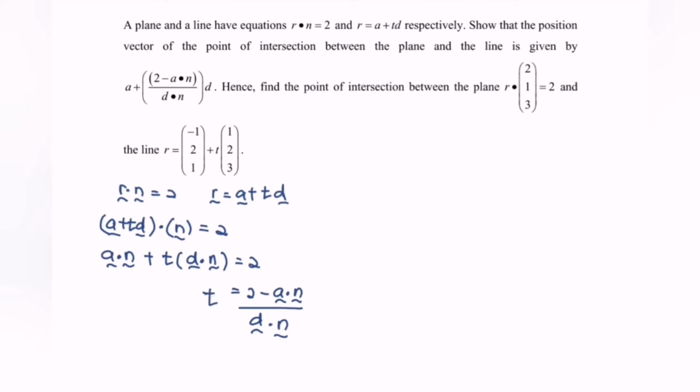So kindly substitute into r equals a plus td. Substitute this into this part. So we will have r equals a plus t, where t is 2 minus a dot n over d dot n, multiplied by d. So kindly refer to the situation where we have already shown.